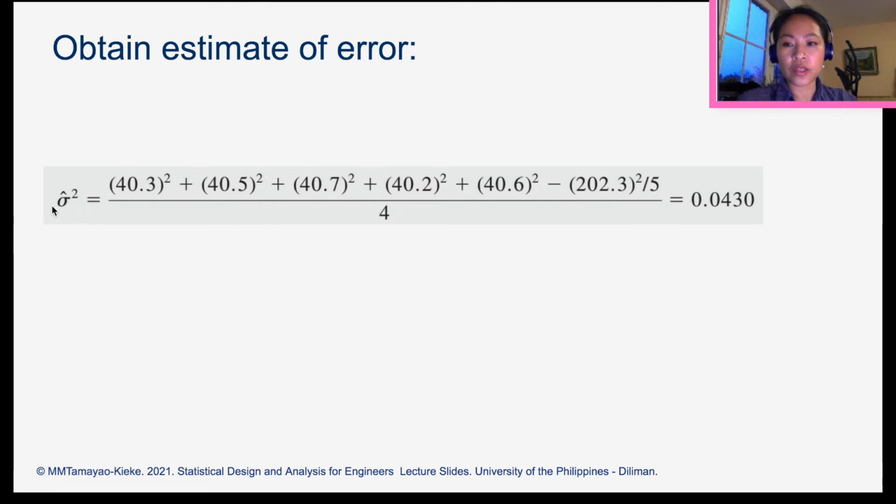Okay, so first, because we have the center points, you can obtain an estimate of the error. So sigma hat squared is equal to the sum of the squares of the response variable at the center points minus the square of the sum of the observed responses divided by 5, and all of this divided by 4 because we have a 2 to the 2 factorial. And this is equal to 0.0430.